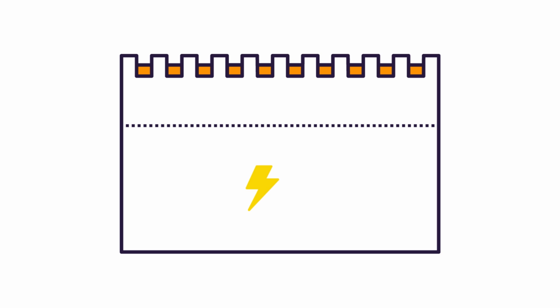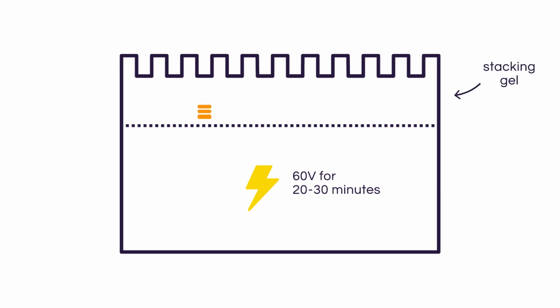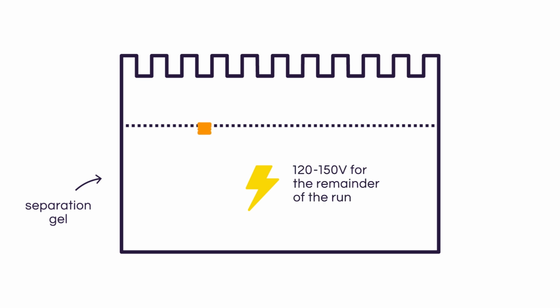Now, another tip that we have is to start your run at a lower voltage, probably something close to 60 volts, for about 20 to 30 minutes. That is meant to allow your proteins to slowly enter the stacking gel and be properly stacked before they go into the separation gel. After that initial slower voltage, you can actually increase the voltage to something like 120, 150 volts, depending on the gel that you're running.